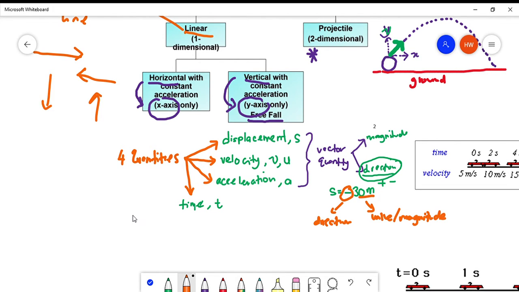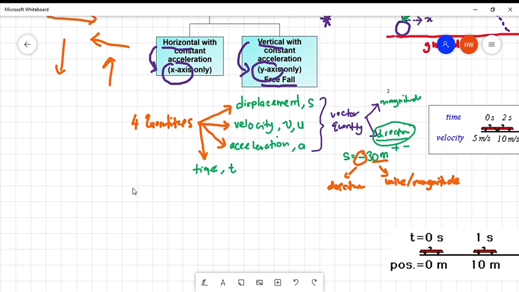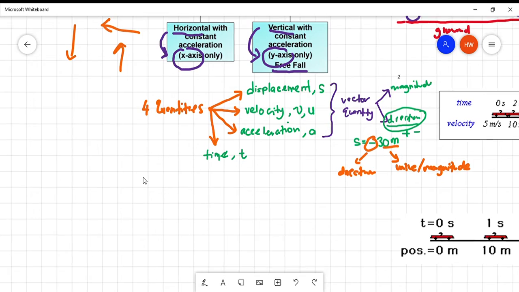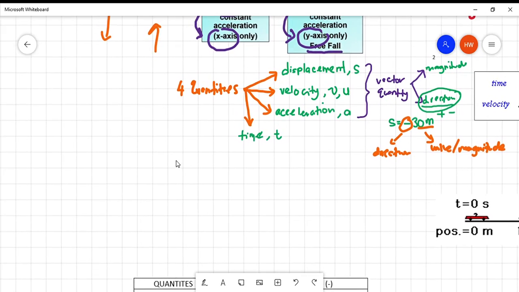Alright, so for time, it's not important, but it's just a scalar quantity, meaning it will only have value and it will never have negative value for time because time is always positive. Okay, kita tak ada time yang backward. Okay, unless you are in Marvel world. Kalau awak dalam dunia Marvel, awak boleh patah balik masa lah.